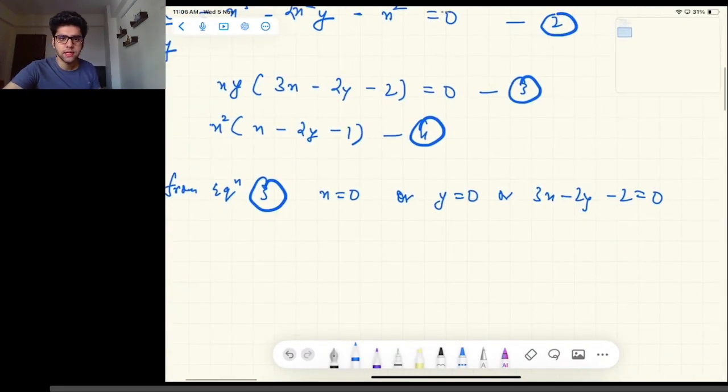But here I am saying that x is equal to 0. So basically we will reject this. This is not possible. This is possible. Why? Because y is lying between 0 and x minus 1.